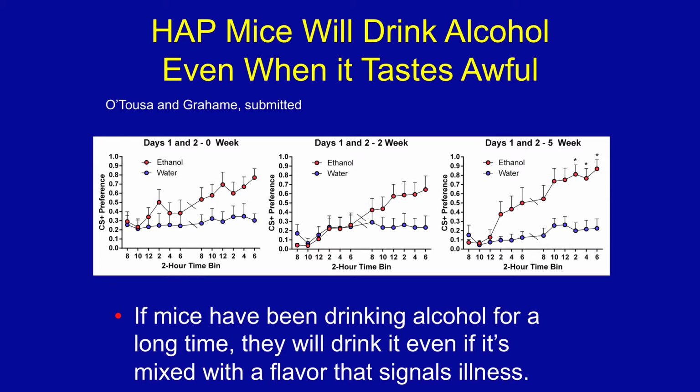And this is a little bit closer. So when we look at the blood alcohol levels, alcoholism isn't defined by how much you drink, but it is defined by drinking even in the presence of signals that say you really shouldn't be drinking right now. And I would argue that these guys have been drinking a long time. They will start drinking the alcohol even when they probably shouldn't.